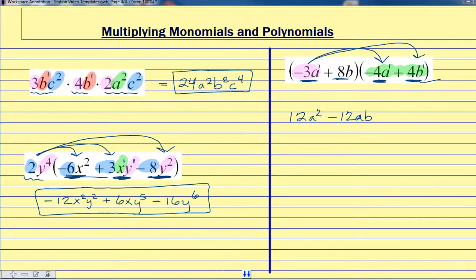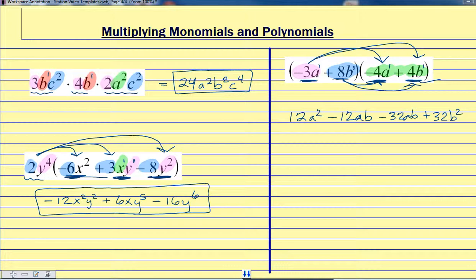Next, we're going to distribute our other monomial term. Now we're distributing positive 8b. So we can ignore this one. We're finished with it. We have to distribute this to two terms. So 8b times negative 4a is going to give us negative 32. And we'll write our variables in alphabetical order. So 1a and 1b is just going to give us ab. And then 8b times positive 4b for our last thing we're going to distribute. 8 times 4 is going to give us positive 32. And we have a b to the 1 and another b to the 1. So that's going to give us b squared.